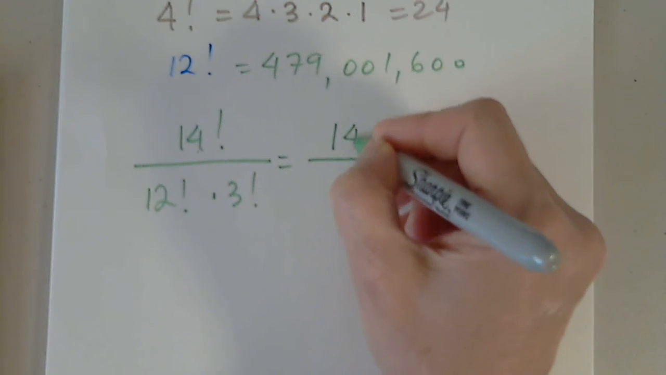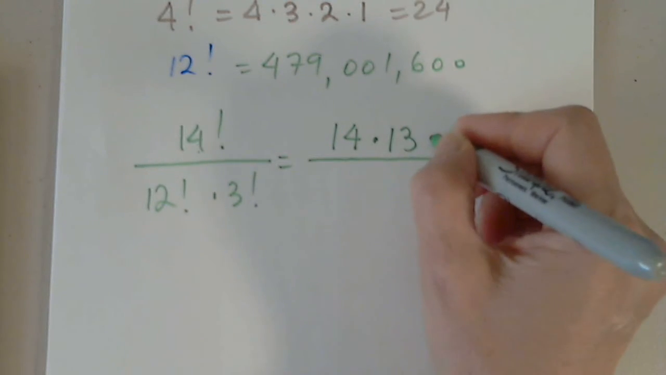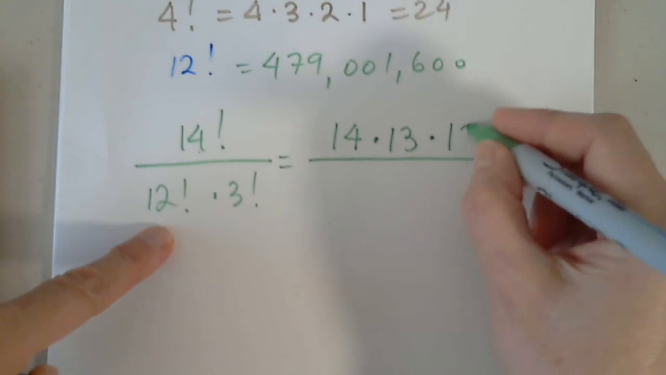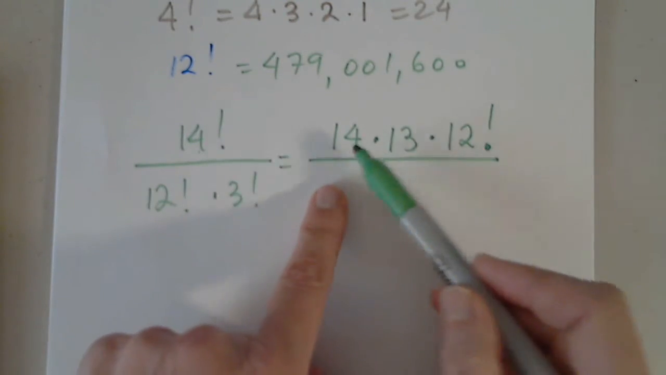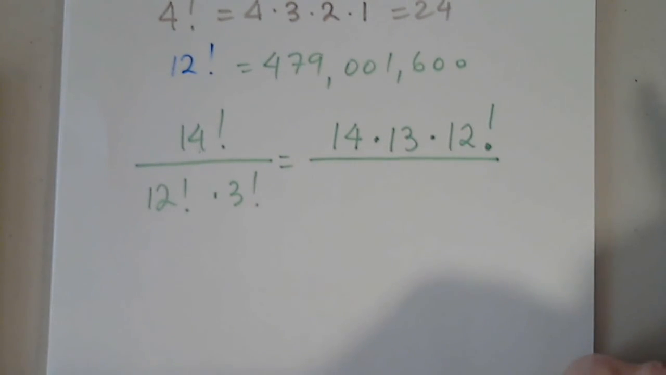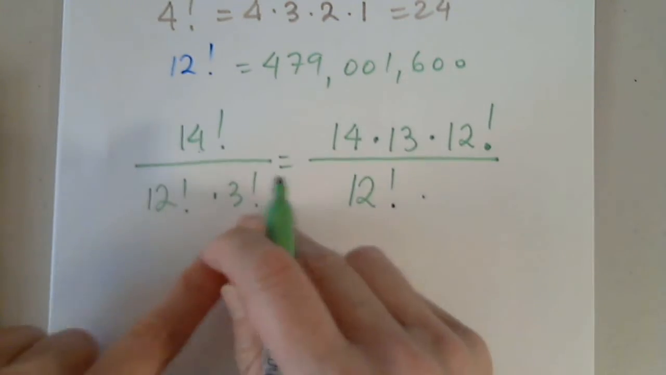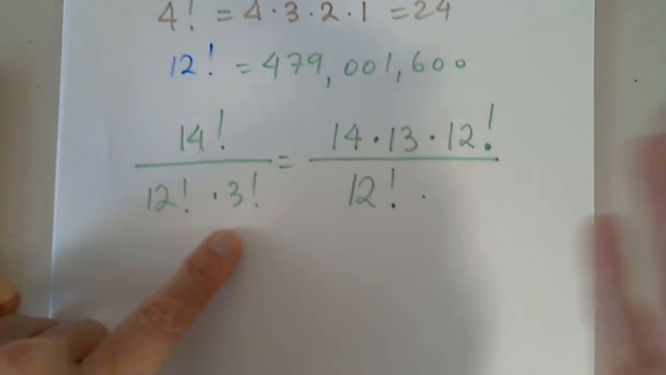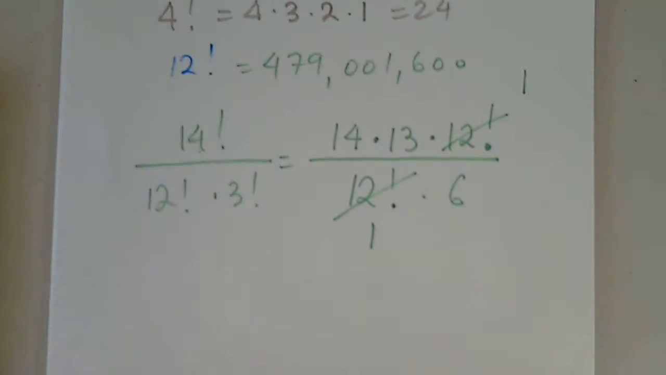I will change 14 factorial into 14 times 13. And I see the 12 factorial. I'm going to stop at 12 factorial. I should have continued, right? 14 times 13 times 12 times 11 times 10 times ... 1. But I see 12 factorial here. 3 factorial is easy. It's 3 times 2 times 1, which is 6. And that's what I wanted.